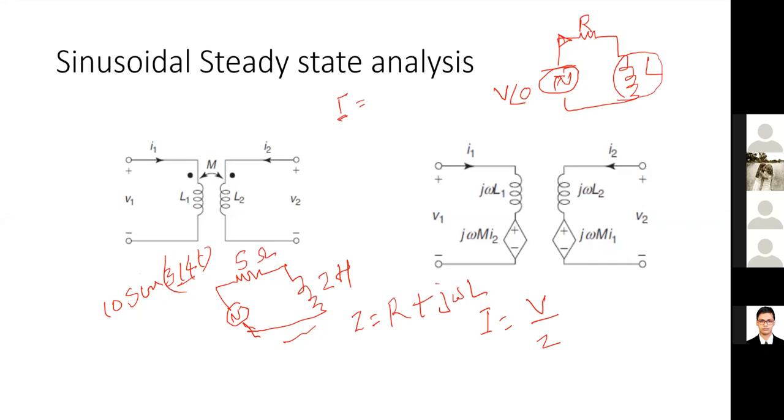Suppose we are having a sine wave. What will the current through this circuit be? It is V RMS divided by j omega L1 plus j omega M I2. There is no R here. And what will be V2? V2 will be equal to j omega L2 I2 plus j omega M I1, so I2 will be equal to V2 divided by j omega L2 plus j omega M I1.